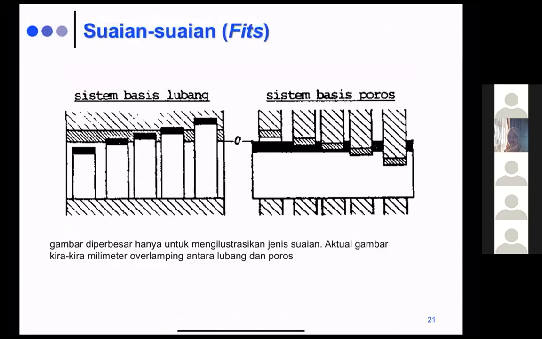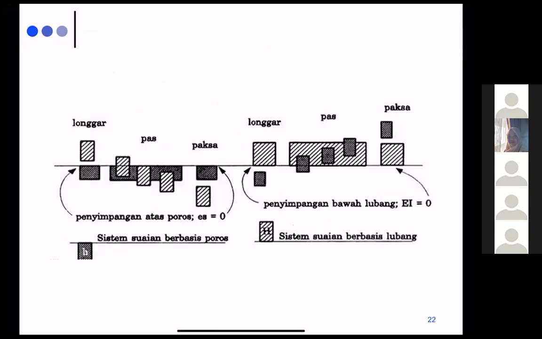Now for the ISO standards, we find there are some standards which are called systems. There is the hole-based system, or sistem basis lubang, and the second one is the shaft-based system, or sistem berbasis poros. I can explain the hole-based system and the shaft-based system one by one.